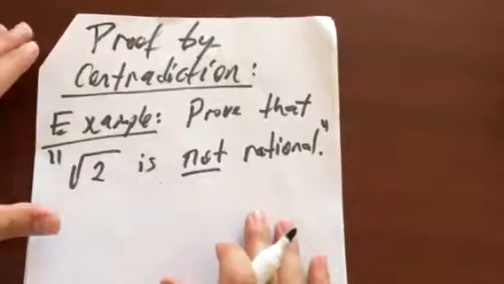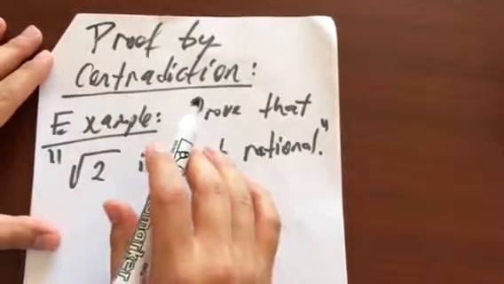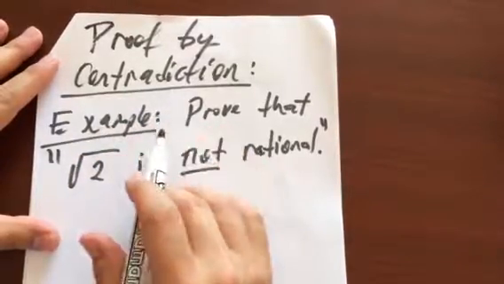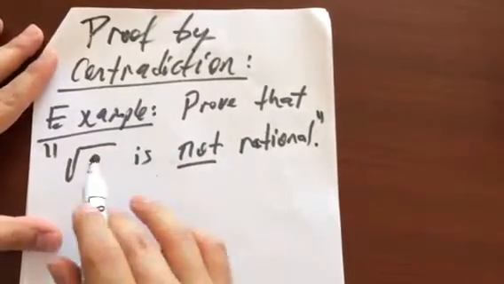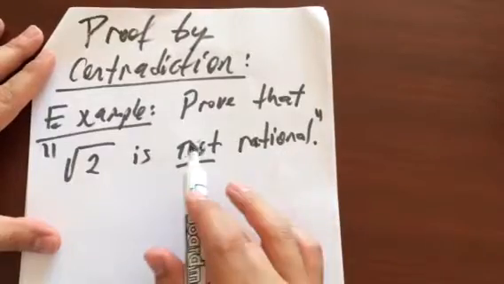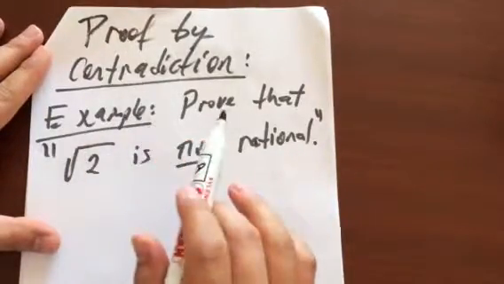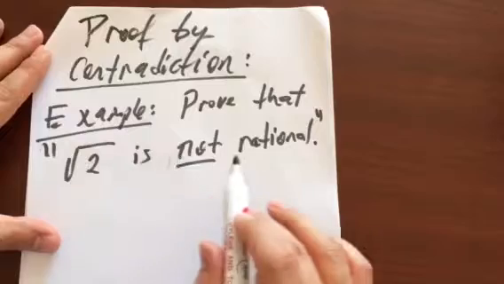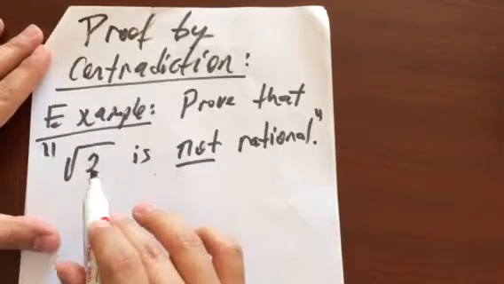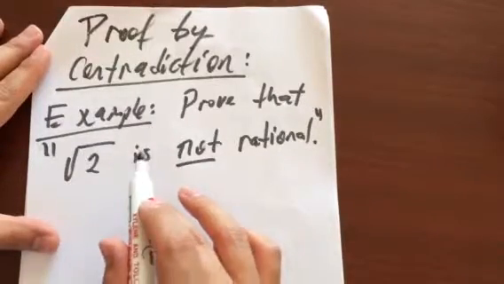Alright, now I'm going to discuss proof by contradiction. So here's our example. Prove that the square root of 2 is not rational. Proof by contradiction starts with the assumption that the conclusion is not true, which means the square root of 2 is rational.